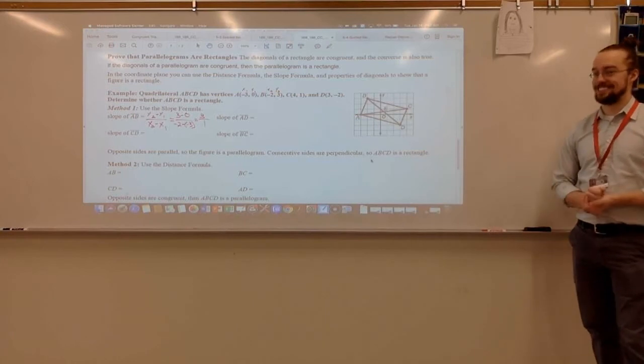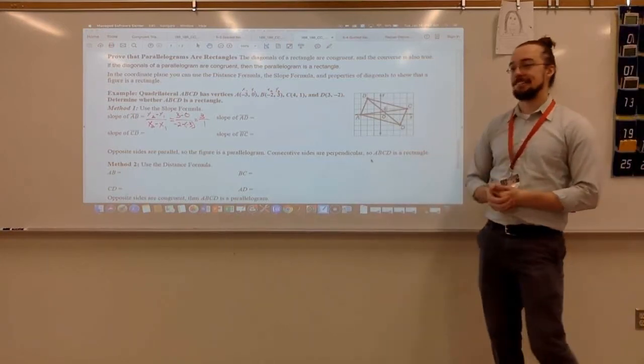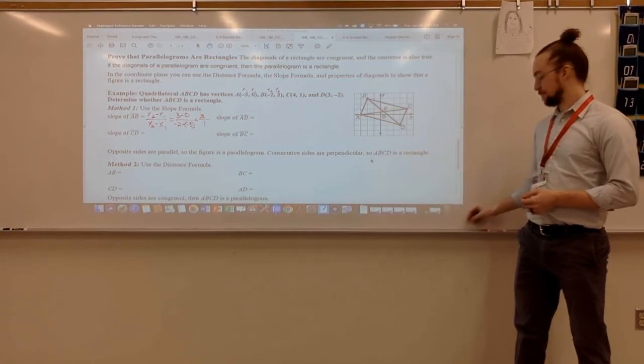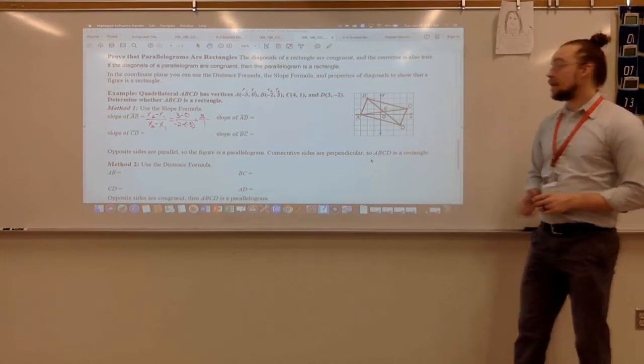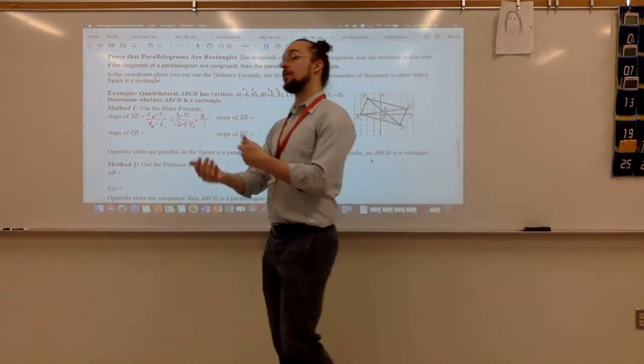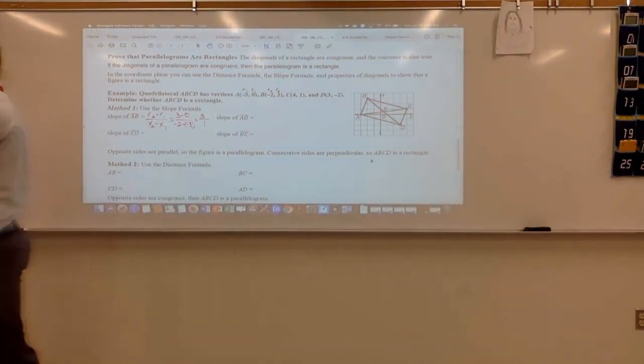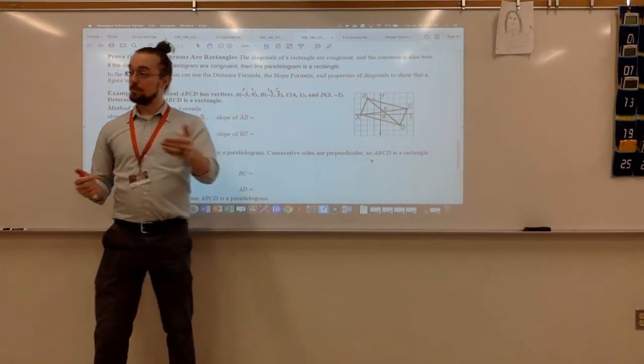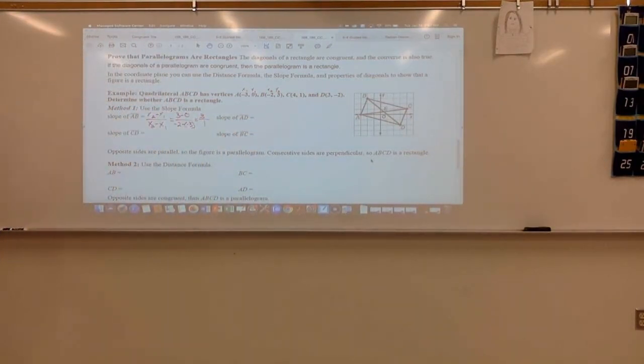Not the same. They would have to be the same for it to be a parallelogram, but we'd have to go one step further to make it a rectangle. They would have to have opposite reciprocal slopes from the ones that we know. That would be a rectangle. If two lines are perpendicular, their slopes are opposite reciprocals. Yeah, AB would have to be perpendicular to BC. That makes sense.